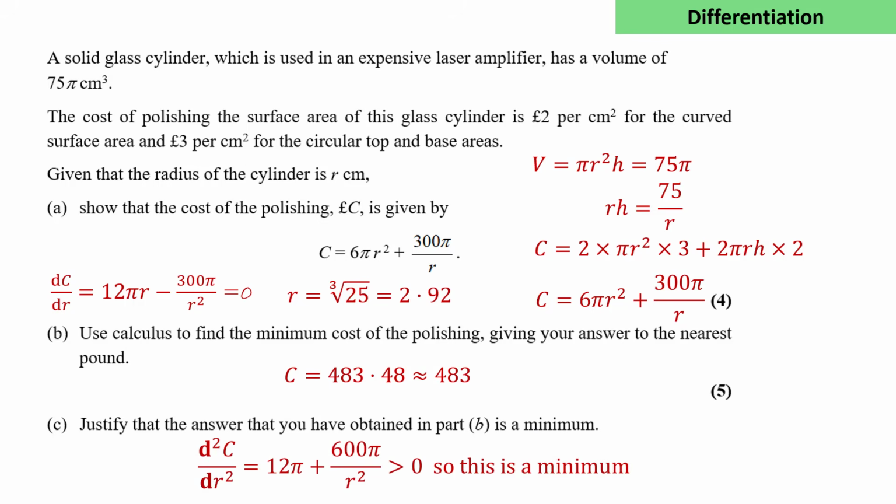So here we use the second derivative. So we get d2c by dr squared equal to 12 pi plus 600 pi over r squared. That will always be greater than naught, as both of these terms will be positive, and so this will be a minimum. If the second derivative is positive, it indicates a minimum.